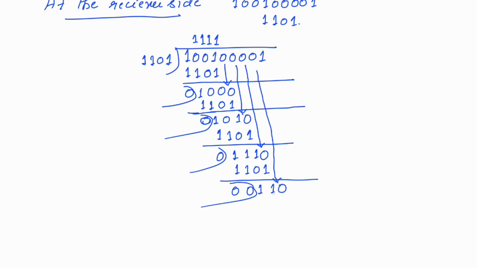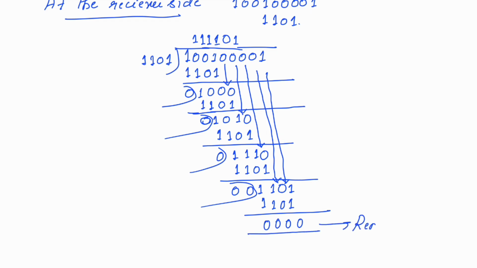It is 0, but here only 3 bits are there, 110, but you require at least 4 bits here because the divisor value is 1101. So you will bring down the last bit also. You have brought down 2 bits here, 0 and 1. That's why you will put a 0 here, and then 1101 into 1 is 1101. Perform the XOR operation. You are getting all zeros. So if the remainder value is all zeros at the receiver side, then there is no error in the data.